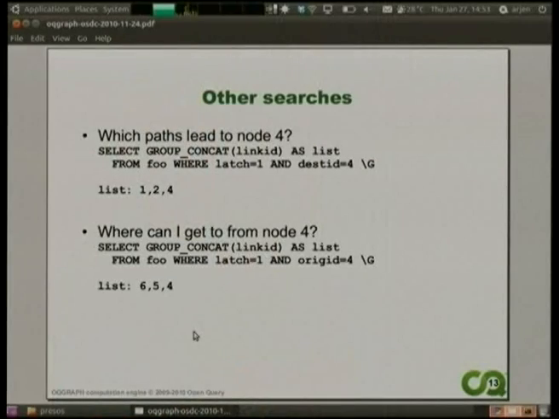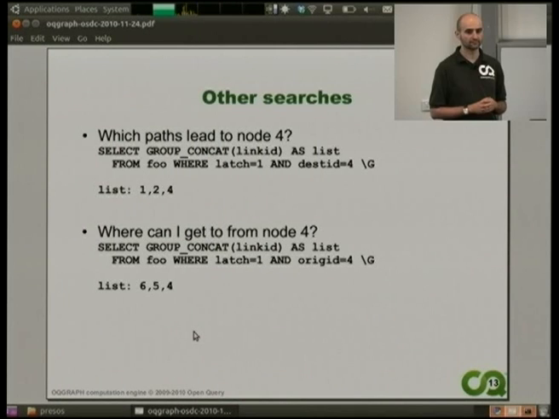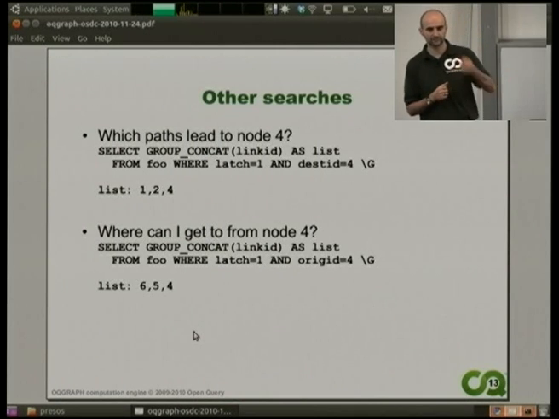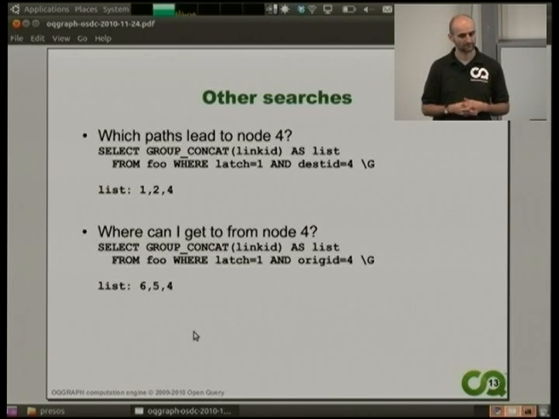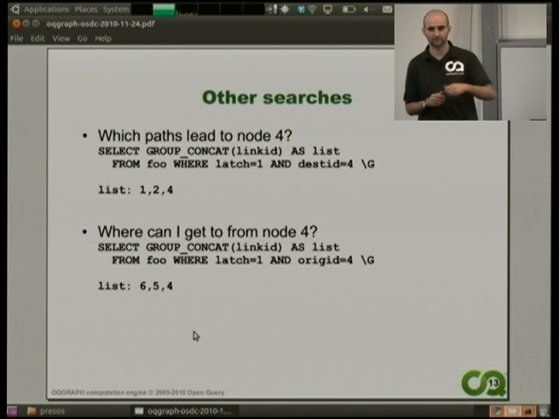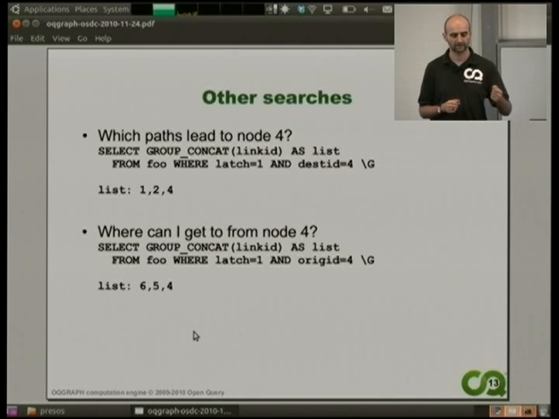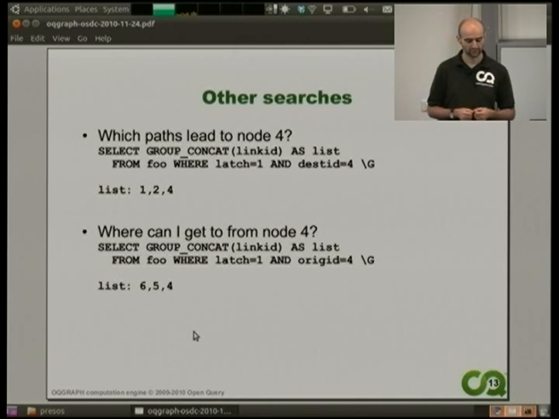Other searches you could do. If you don't specify an originating ID, it finds all paths to the destination ID. So from where could I get to node 4? Not from everywhere, because they're one-way paths. Okay? So you can't get from item 6 to item 4. That doesn't work. But you can get from item 1 to item 4. So from 1, 2, and 4, you can arrive at 4.